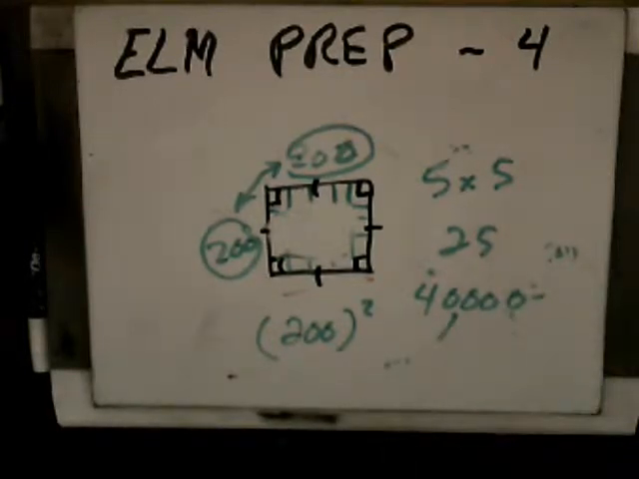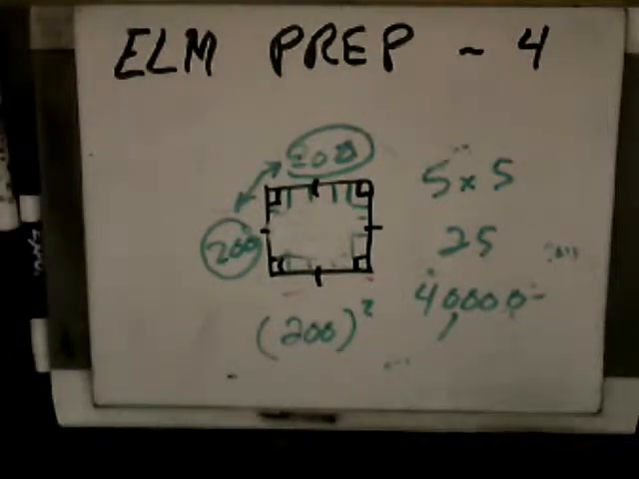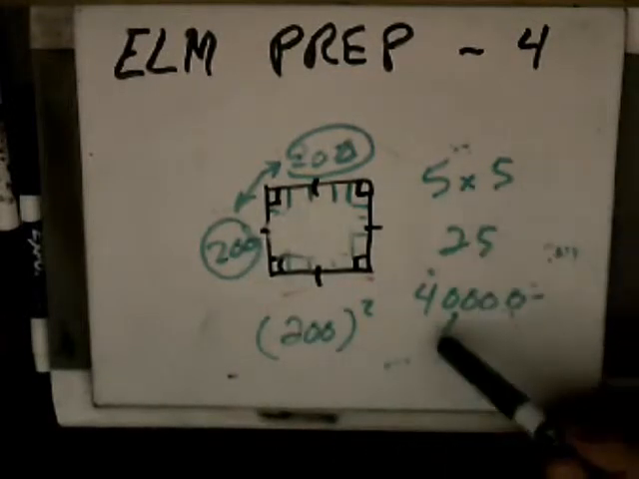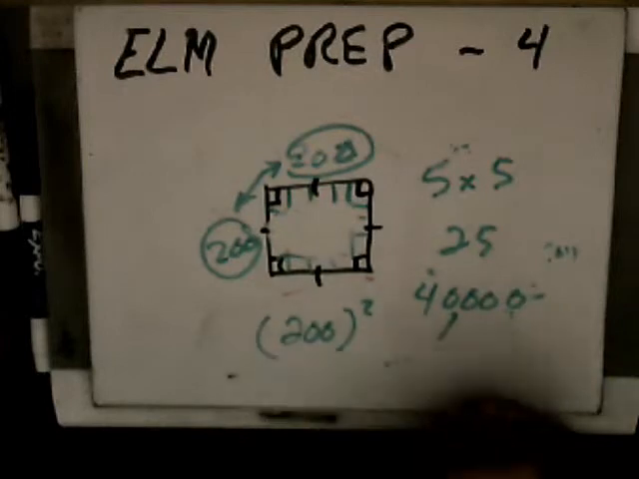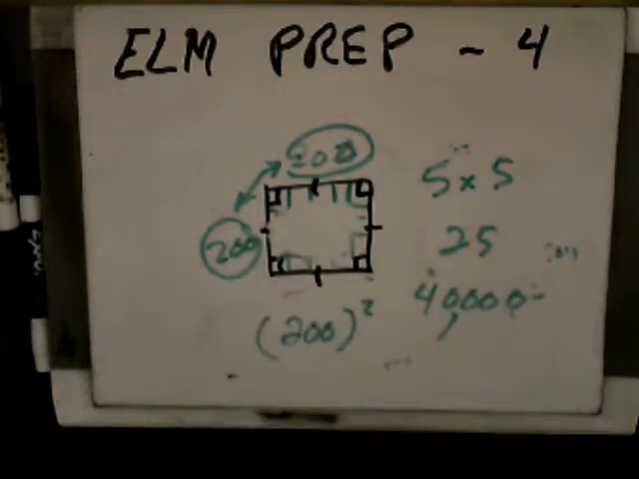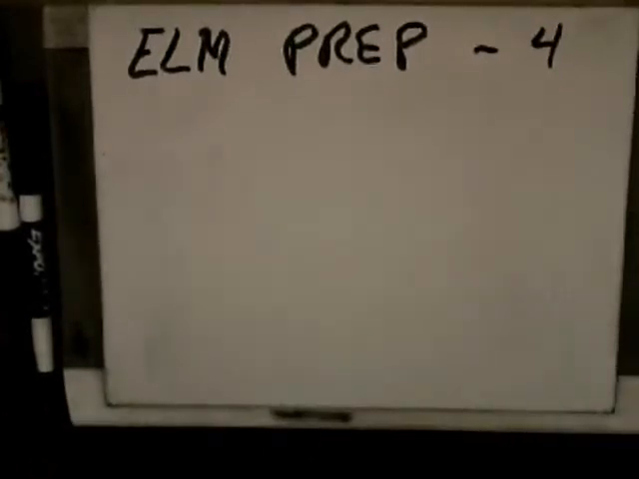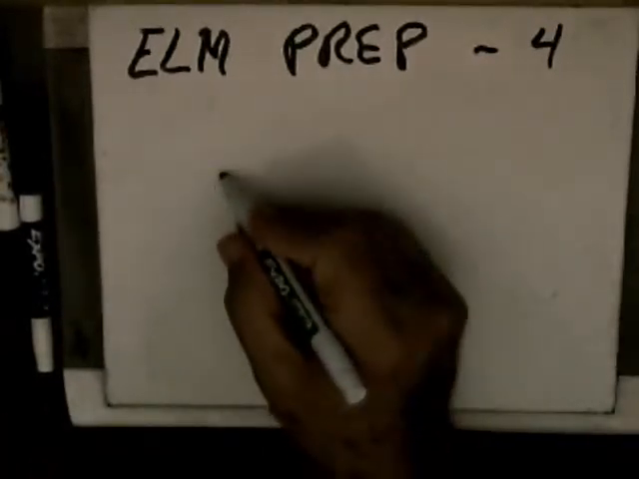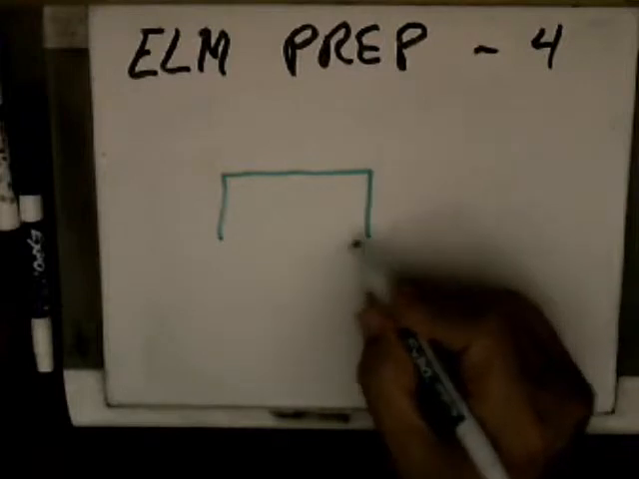Well, certainly we don't want to count 40,000 little squares. But the idea is, regardless of what the side is, it's the one side times the other. 5 by 5, 20 by 20, 200 by 200, 27 by 27. Well, that's pretty straightforward. The square seems fairly obvious, but what if we don't have a square?